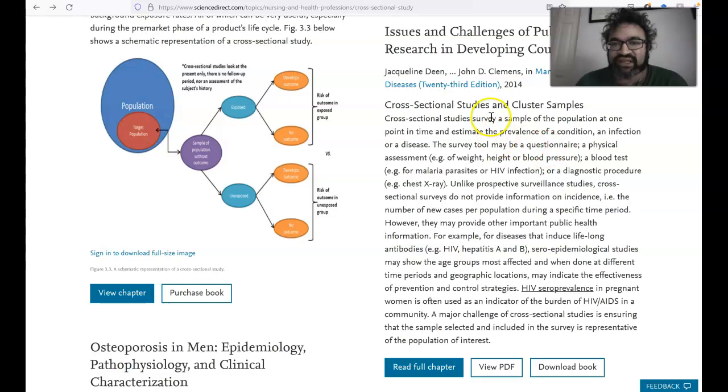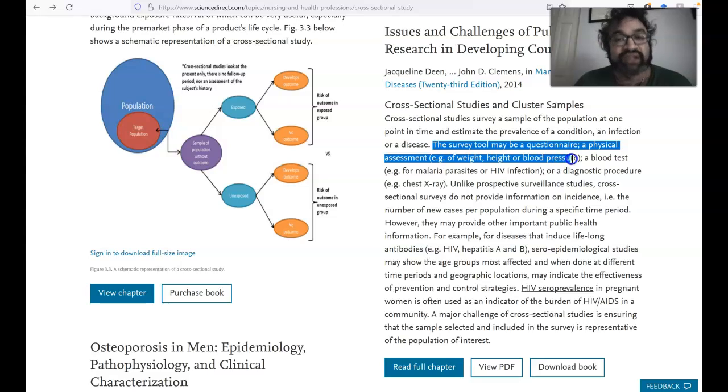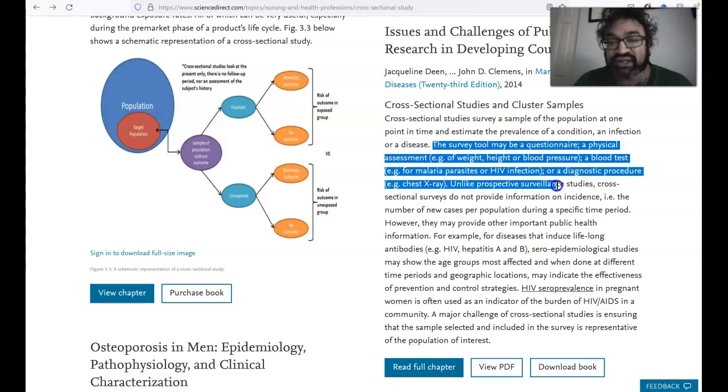So then the next one is looking at specifically cross-sectional studies are a sample of the population at one point in time, and this is something that resonates repeatedly, and estimate the prevalence of a condition, an infection, or a disease. So the survey tool, that may be a questionnaire, a physical assessment, so it doesn't preclude you from doing a physical assessment. So weight, height, blood pressure, even blood tests for HIV infection, malaria, parasites, diagnostic procedures, chest x-rays, for instance, in tuberculosis, that's important.